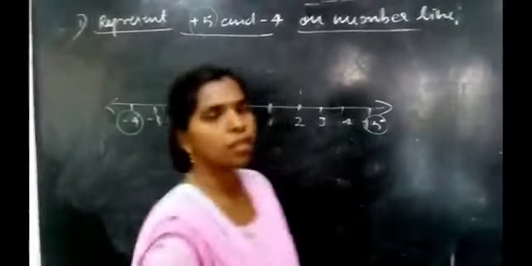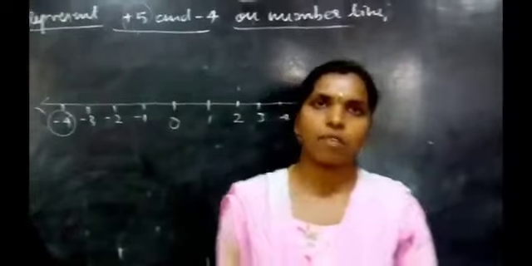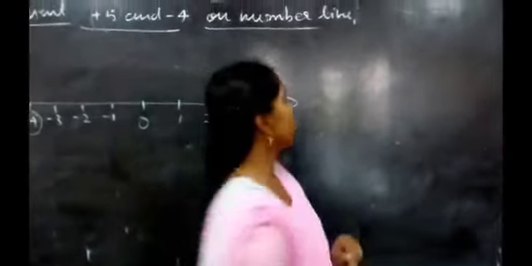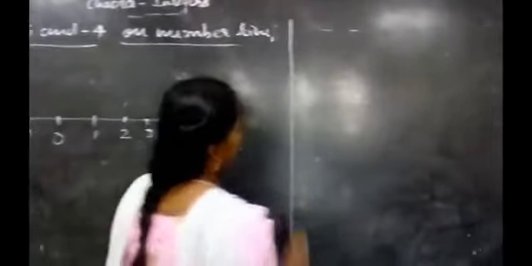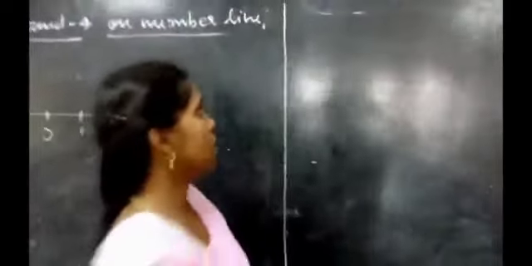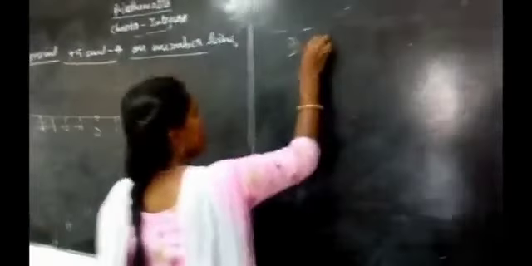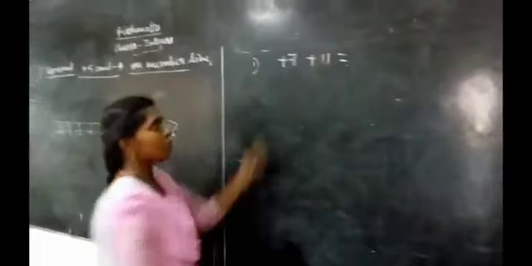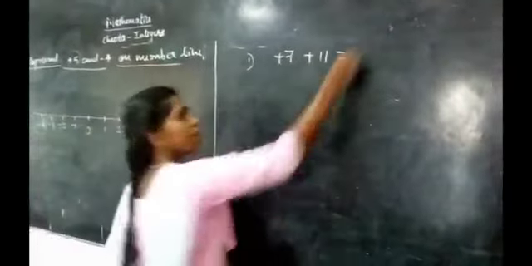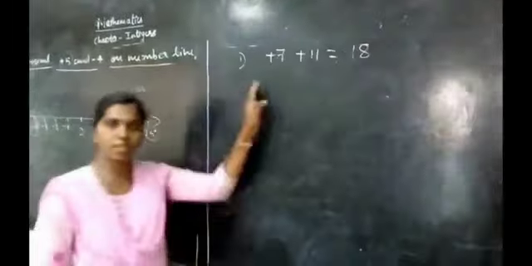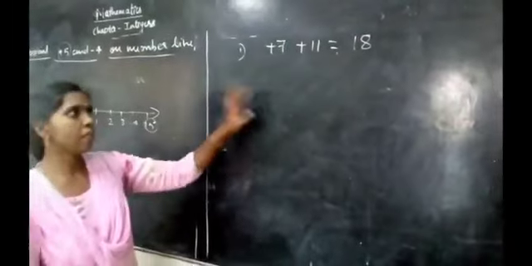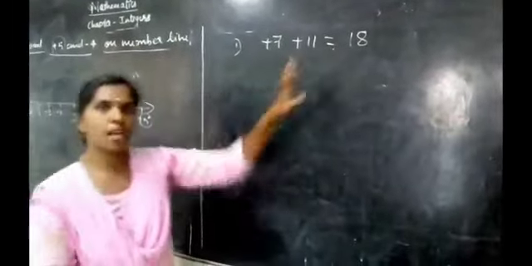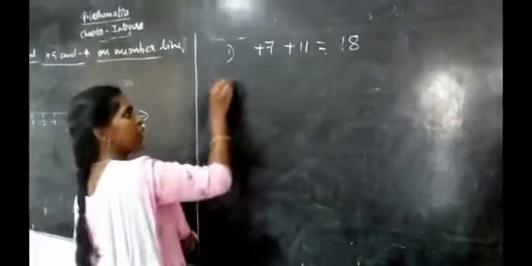Now by using integers rules, we have to work out more problems because it is very useful and very important for higher classes. So first, plus 7 and plus 11. Plus 7 plus 11 will be plus 18 because it is the same sign. I already said so many rules. If it is the same sign, add the numbers and put the particular sign.